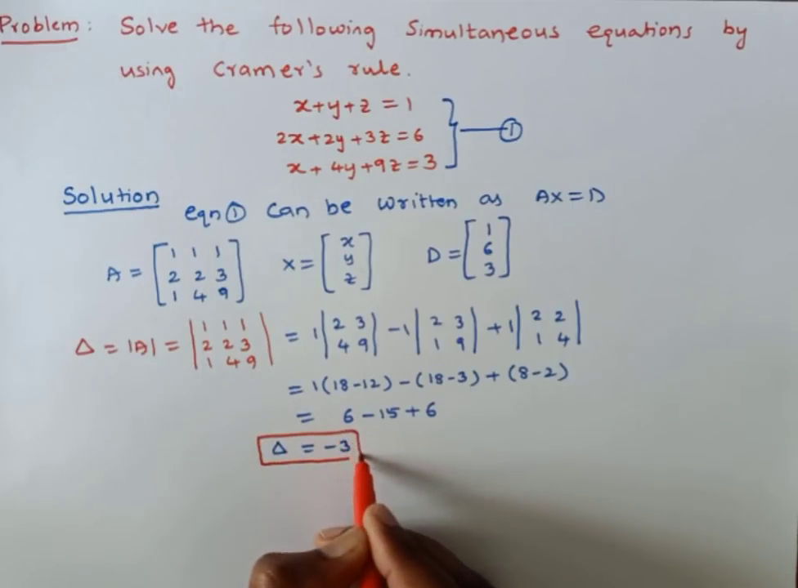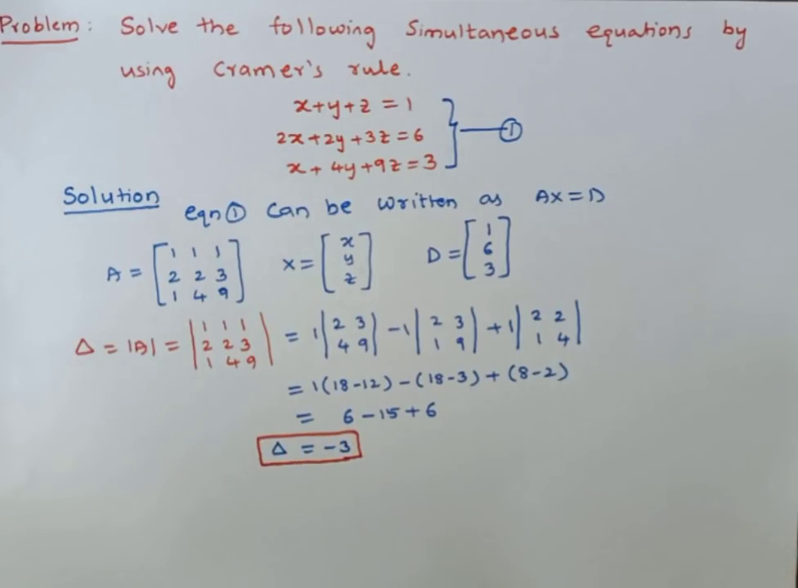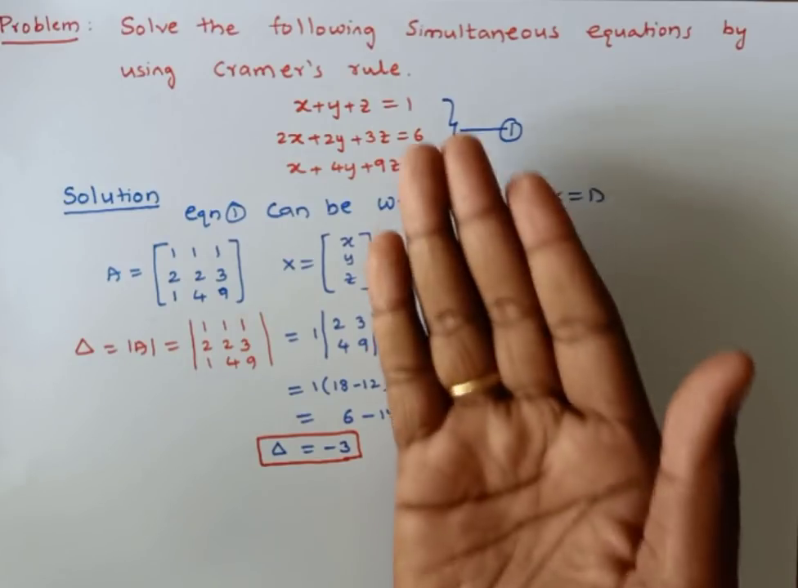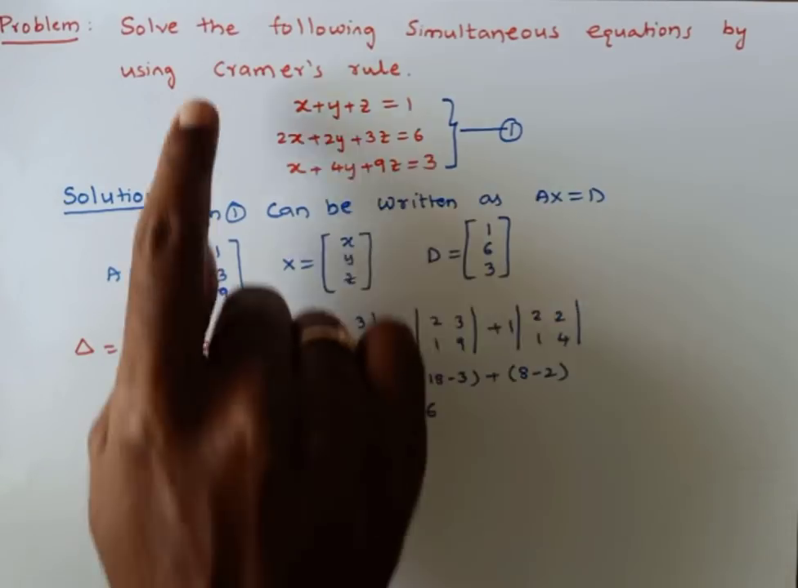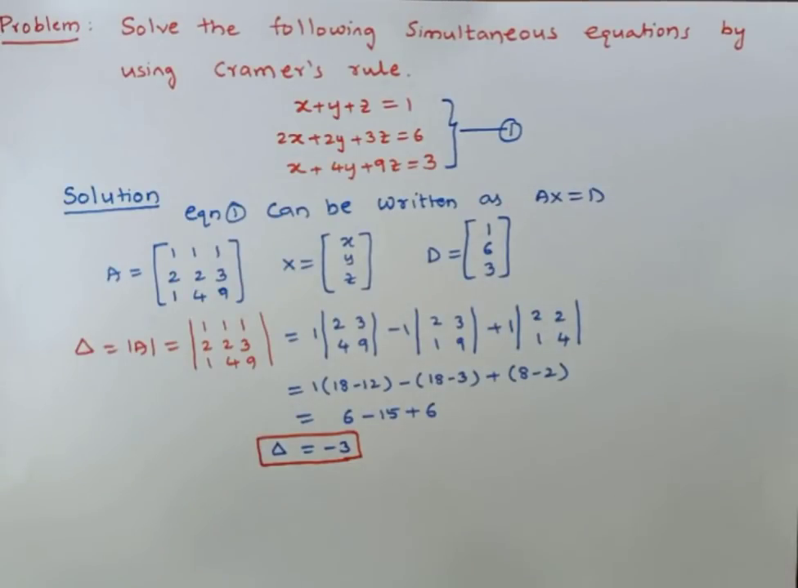So minus 3 means it is not equal to 0. So the delta value is not equal to 0. Therefore, the system has a solution with respect to Cramer's rule, which means Cramer's rule is applicable.